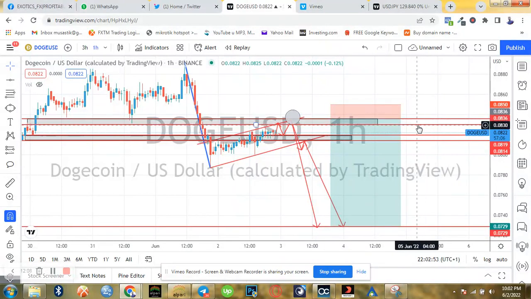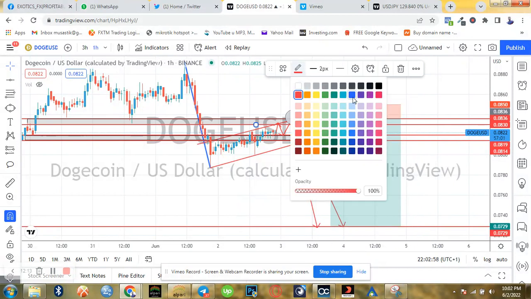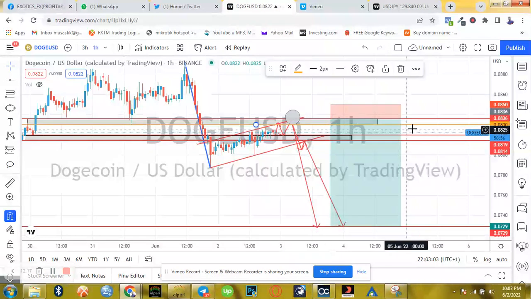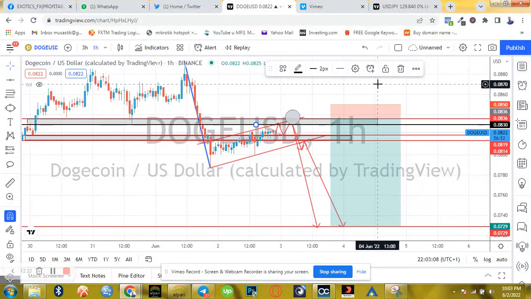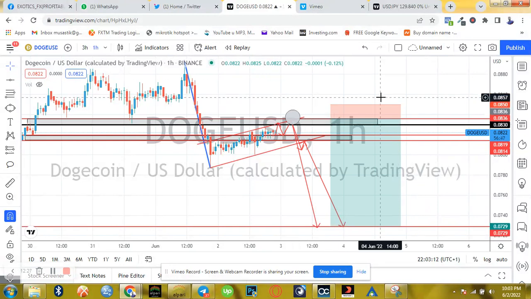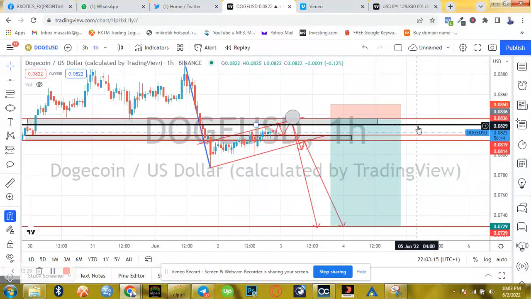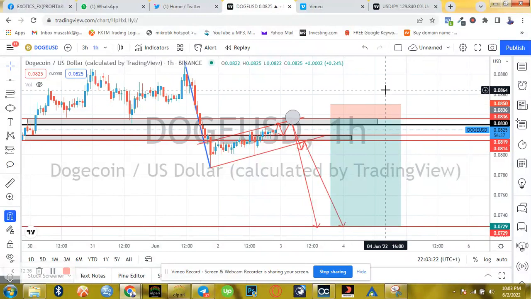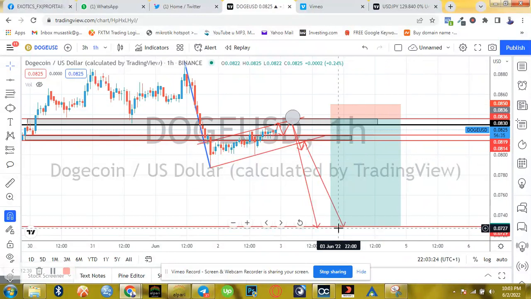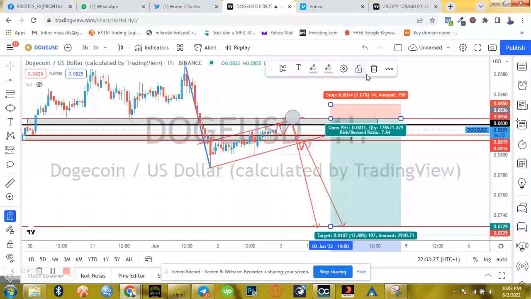This first line here, this particular line here. Let me change the color so that you can see it. Let me use black so that you see it properly. I can make it thicker so that it will be obvious. So these are our entry points, or you can also make use of this place as the entry point. When you enter, you place your stop loss above it, then you write it down to this place.